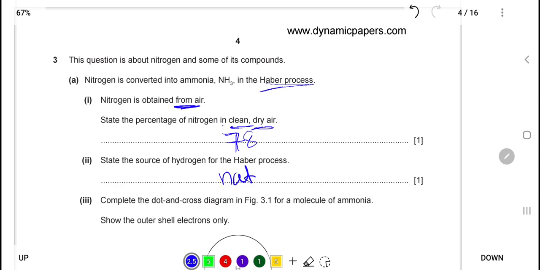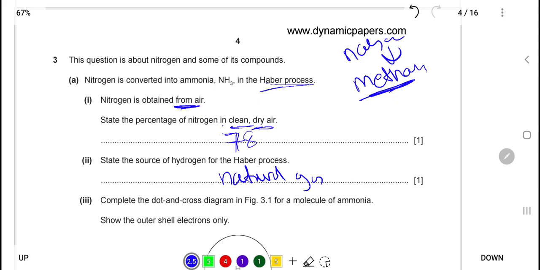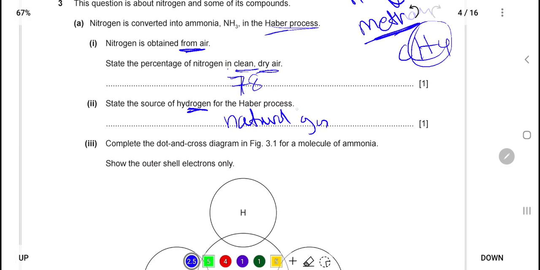Now state the source of hydrogen for the Haber process. The mark scheme is written as natural gas. But I'm sure you can also write methane, because natural gas is made up of methane, so it's also correct. And as a fun fact, methane is CH4. So to not forget it, the hydrogen comes from the CH4, so you will never forget where it's made from.